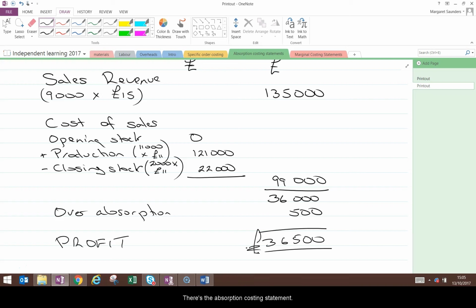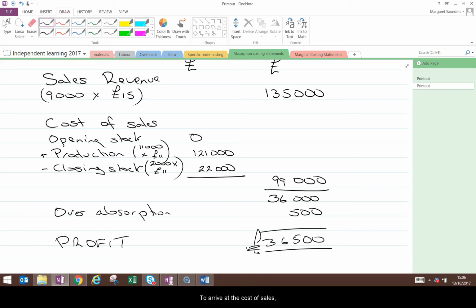So there's the absorption costing statement. So the layout is quite important. It is always your sales revenue, then you deduct the cost of your sales, then make an adjustment for over or under absorption, and that will give you the profit figure.